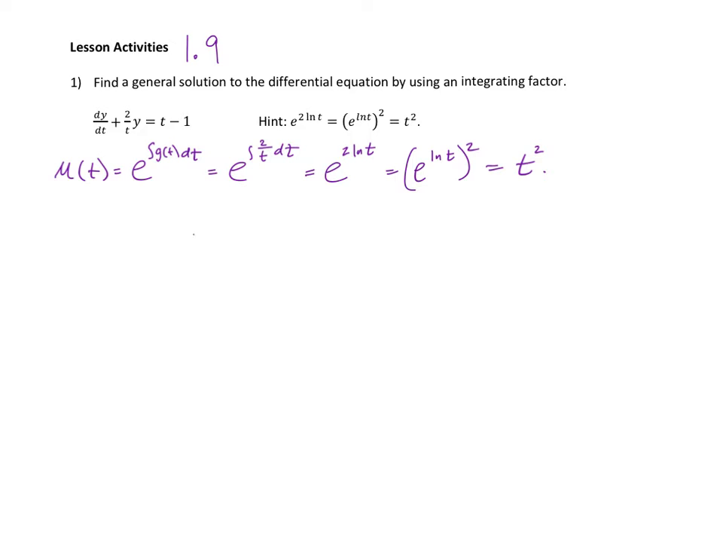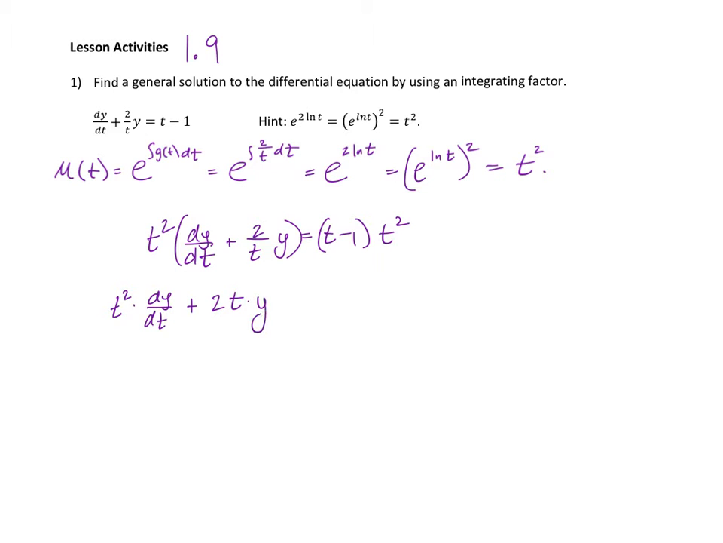Okay, now we rewrite the differential equation, and we multiply both sides by the integrating factor. Distribute, so I have t squared times dy dt plus t squared over t reduces to just a t, so I have 2t times y. And then distribute over here, and I get t cubed minus t squared.